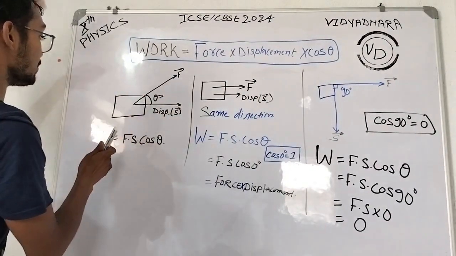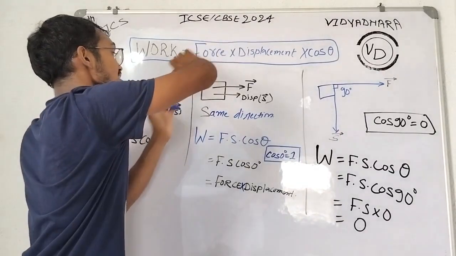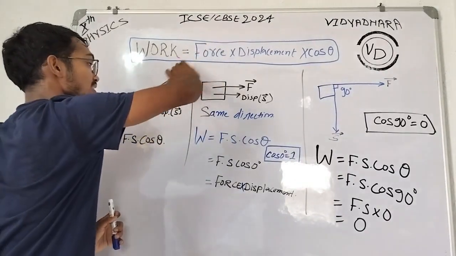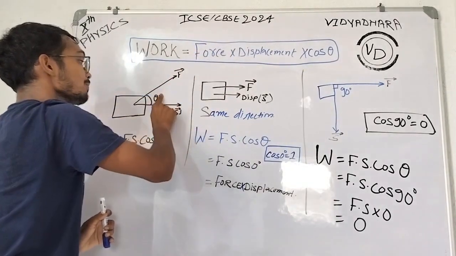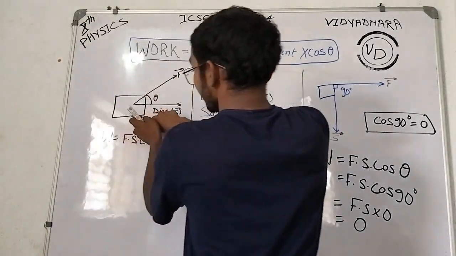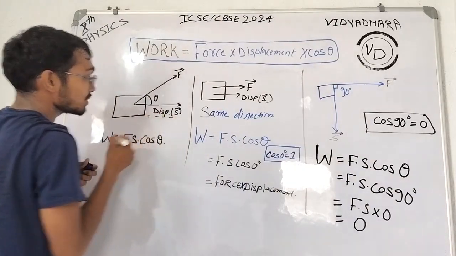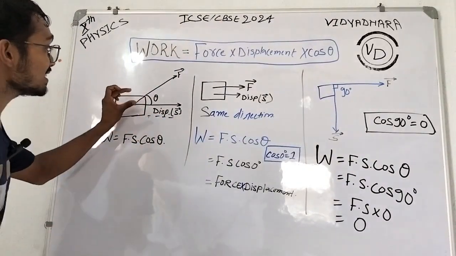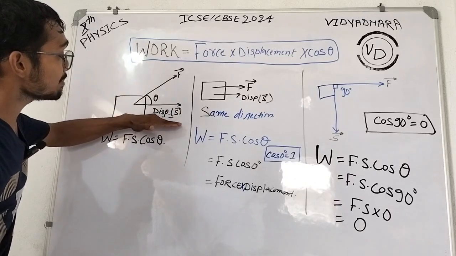Suppose I take an example of this block. This block is pulled like this, with a force at such an angle theta, and displaced like this. So what is the theta? The angle between the force and displacement.